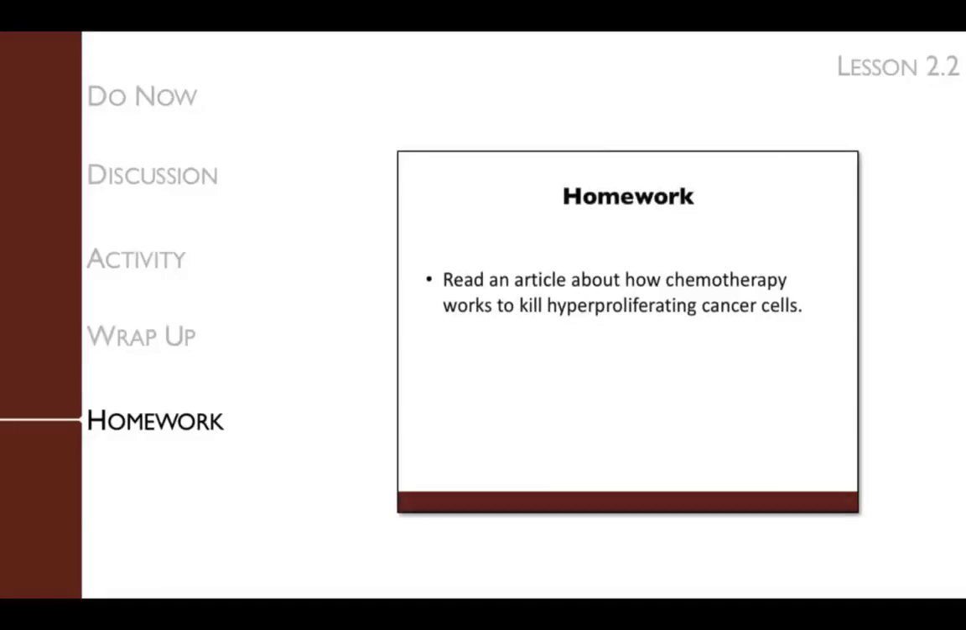For homework, have students read an informational sheet from the Cancer Research UK on how chemotherapy kills cancer cells based upon the fact that cancer cells are hyperproliferating.